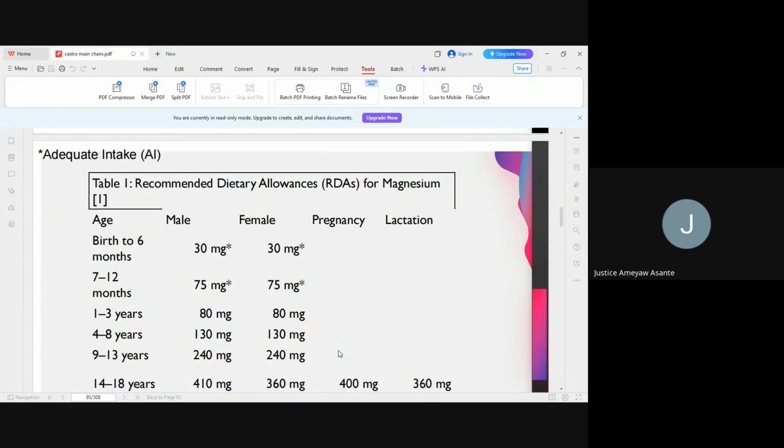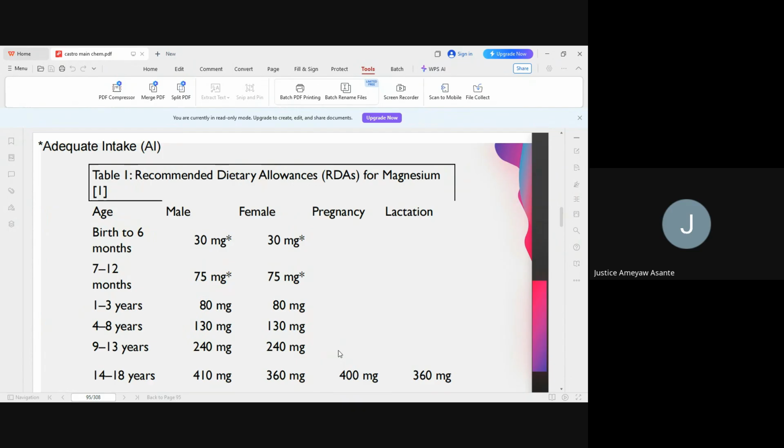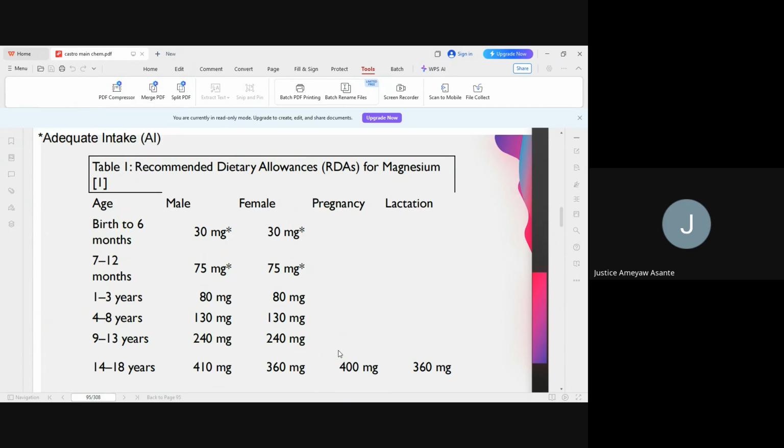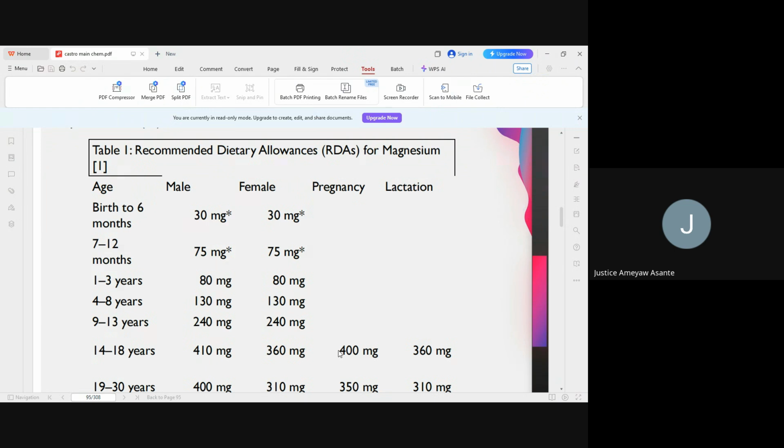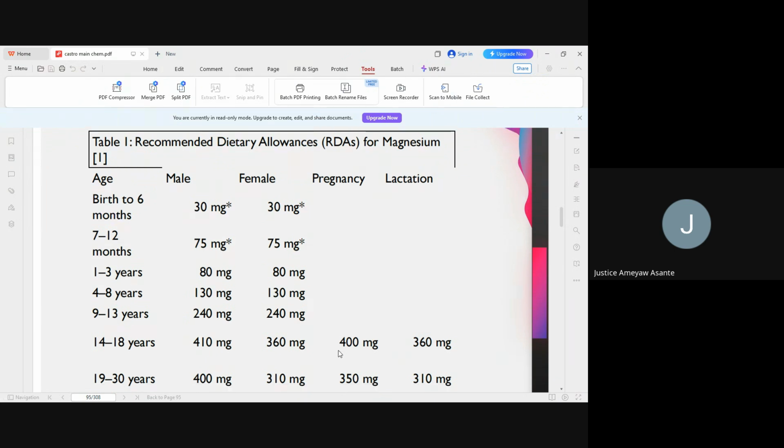Now, inadequate intake. For every diet, we have the recommended amount. So there is a recommended dietary allowance for magnesium, and you look at the age. For a child up to about 6 months, what is the amount of magnesium that the child needs? If it's a male, you need 30 milligrams. If it's a female, 30 milligrams. Now, between 7 to 12 months, the female needs 75 milligrams, and the male 75.